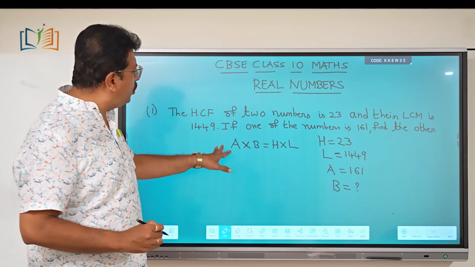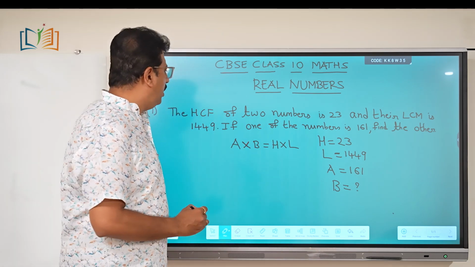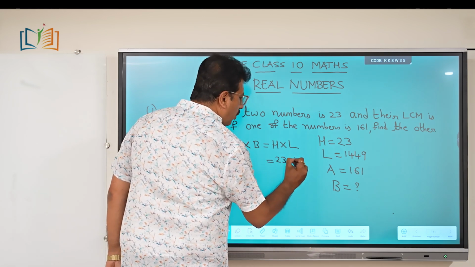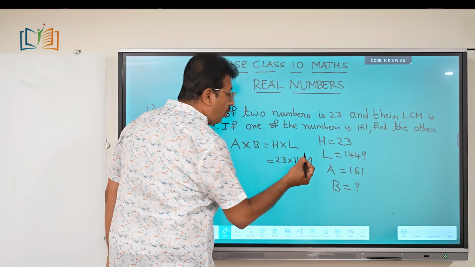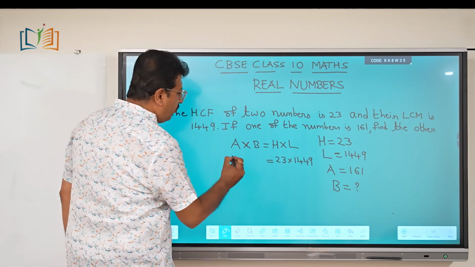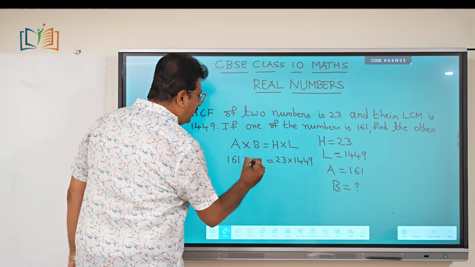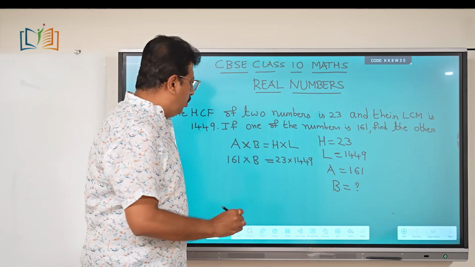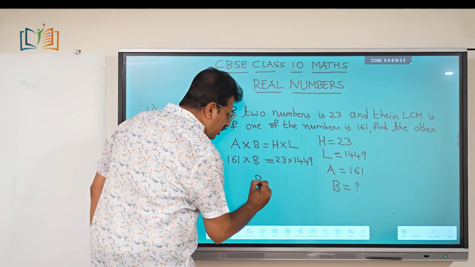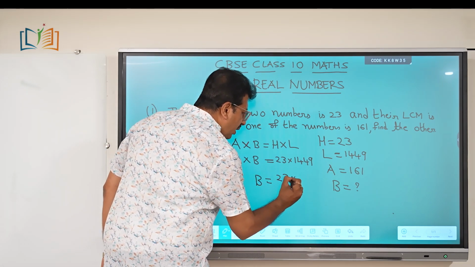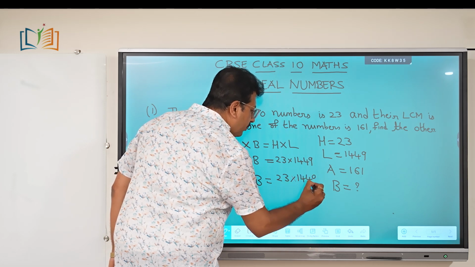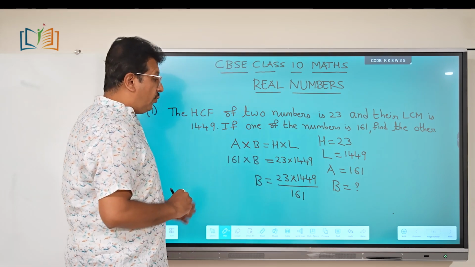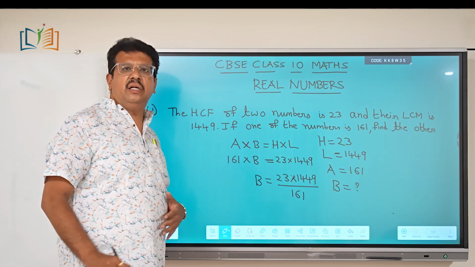So let us start substituting these numbers. HCF is 23. So we'll substitute HCF as 23 into LCM is 1449. We are substituting what is given. And A is also given for you 161 into B. So now your work is to find out what is B value. Bring 161 to the denominator. 23 into 1449 divided by 161. So now your work is to find out which number it gets divided.